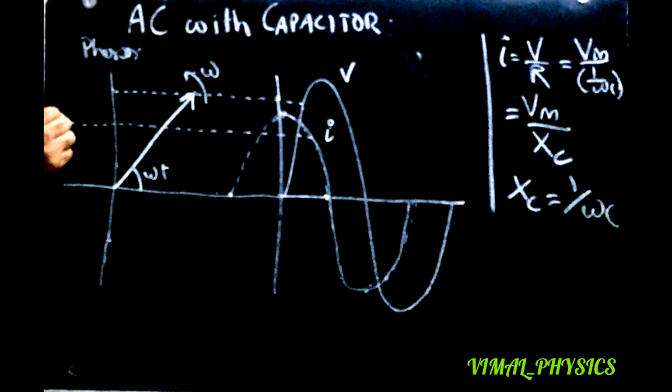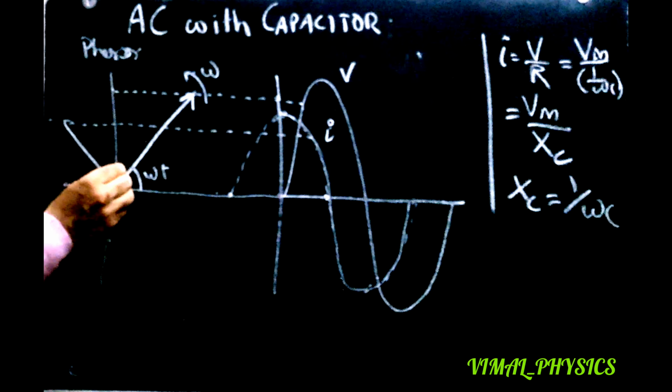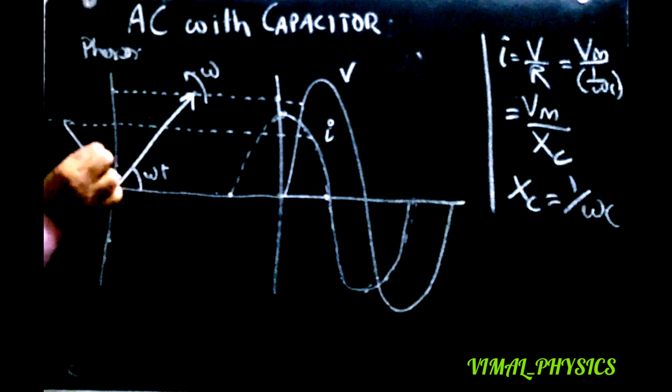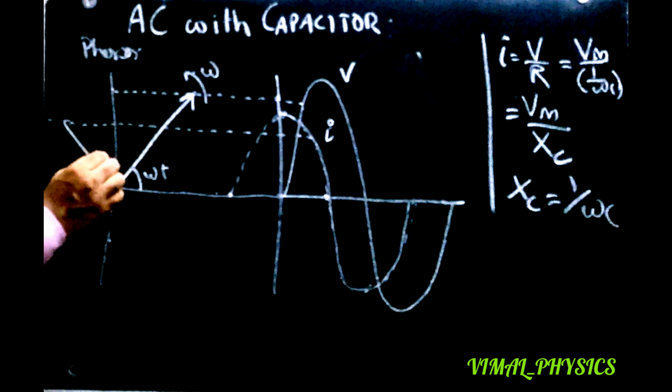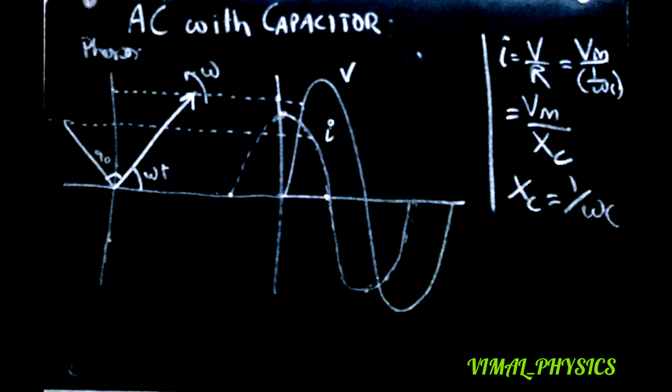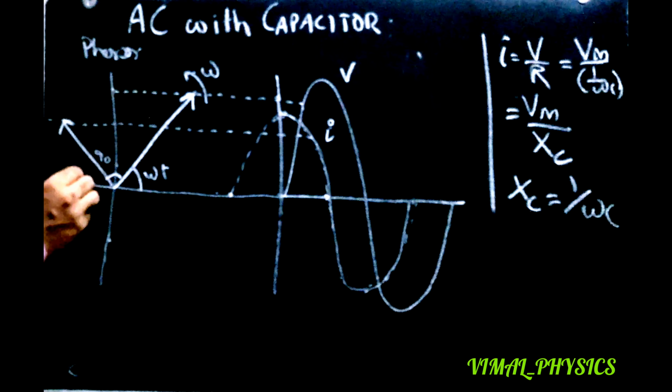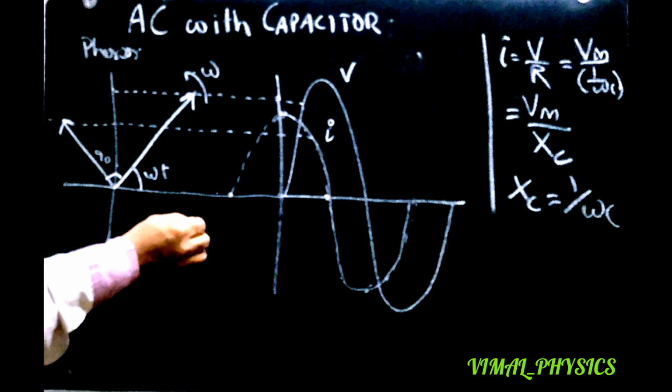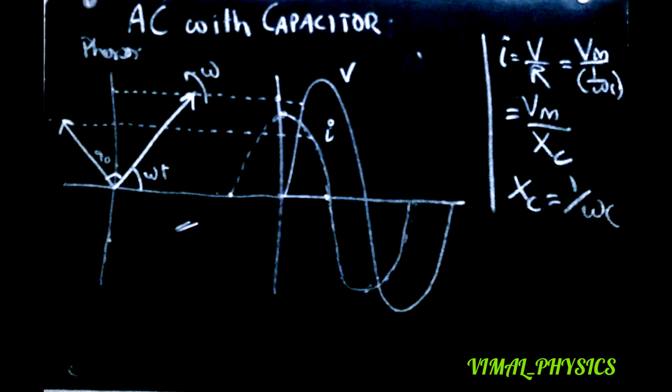The current is leading the voltage, so you will be getting it on the other side. When you're drawing it, please be careful. It should be drawn only at 90 degrees. Please be careful, especially when you're drawing it. So this is the phasor diagram. Thank you.